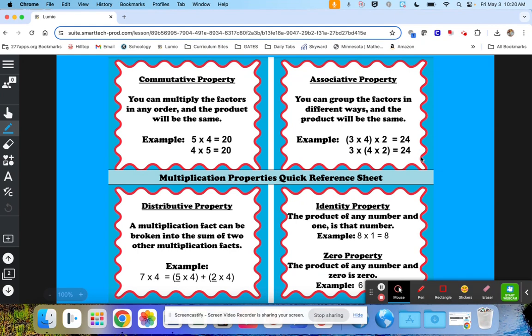Our next two properties are the identity property. Anytime we multiply by 1, we get whatever we're multiplying by. It keeps its identity. And then the zero property. Anytime we multiply by 0, we will get an answer of 0. Let's take a look at an example.